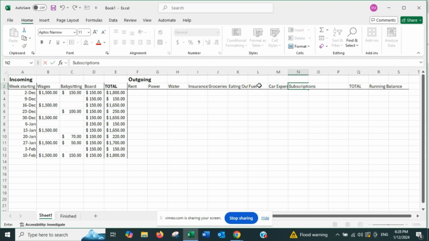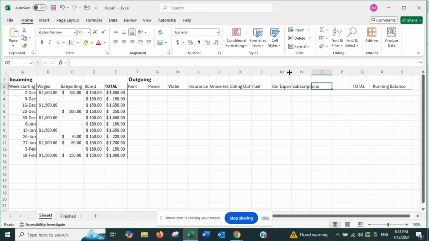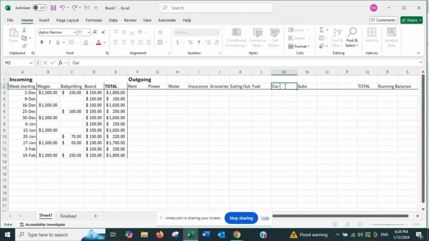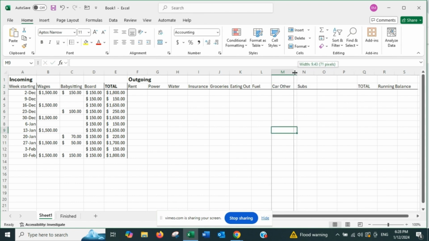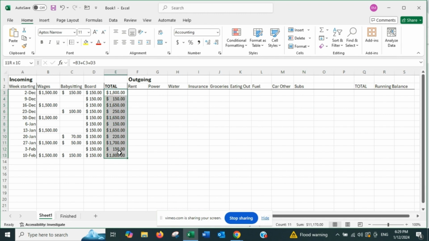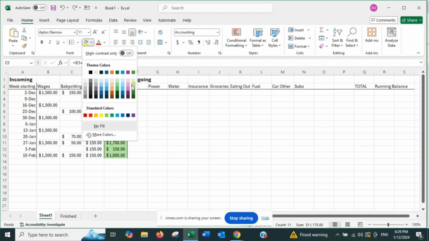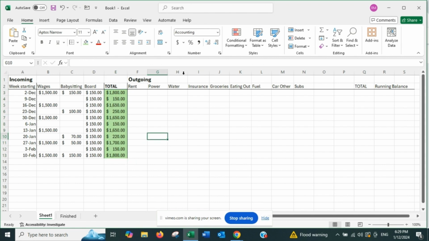All right, now outgoing. I was really just trying to think of stuff off the top of my head, and I don't like when the cells don't fit the whole word, so I changed subscription to subs. I've just put car, other. Obviously these are ones that are somewhat relevant to my life, although the amounts won't be accurate, it's just a bit of a guide, I suppose, and you can certainly put in whatever is relevant to you.